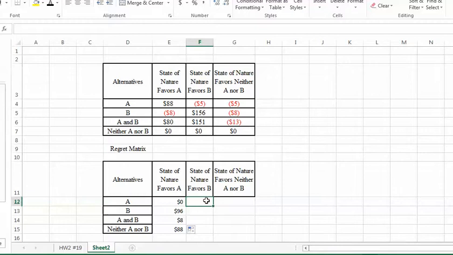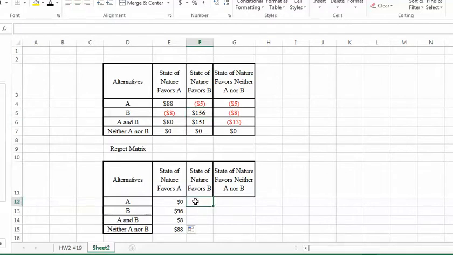Now, I can't just slide this over. It wouldn't save time. What it'll do is mess it up because I have to figure out where is the best alternative in B, okay? So when I take a look at this, I see the best alternative is here, $156, okay? So I'm going to go back down here.